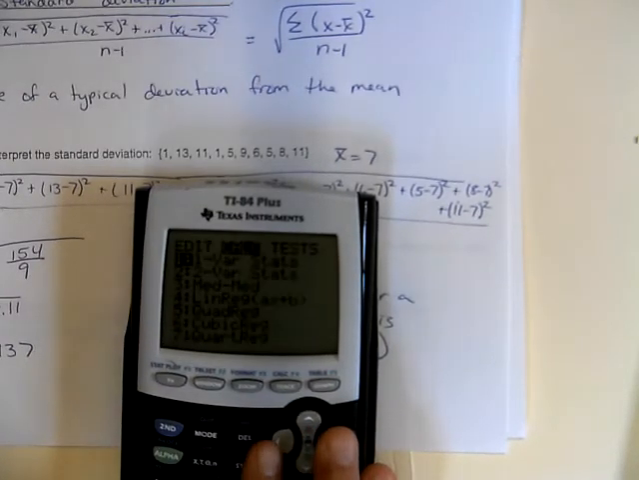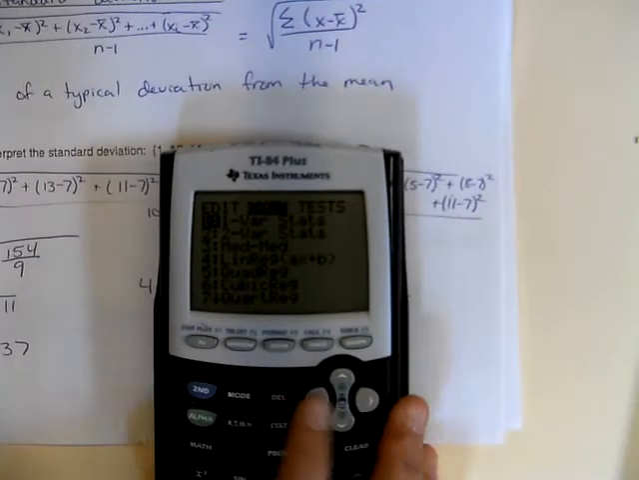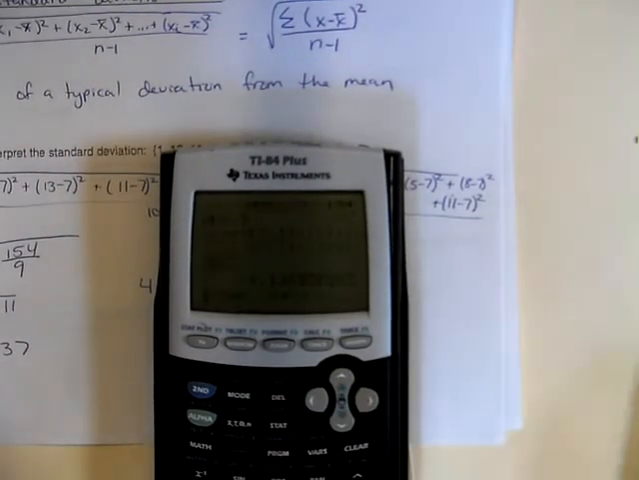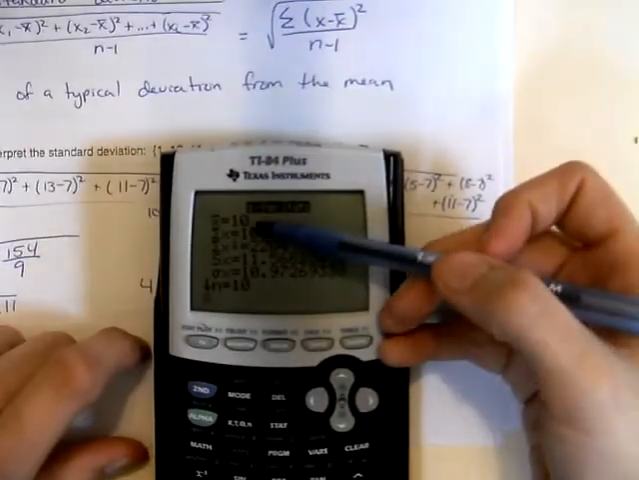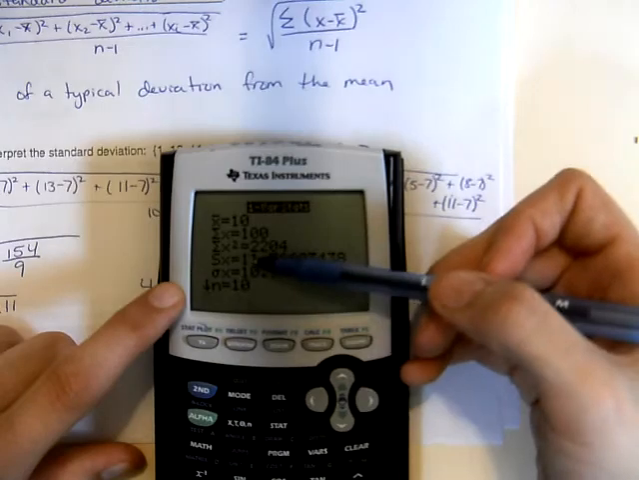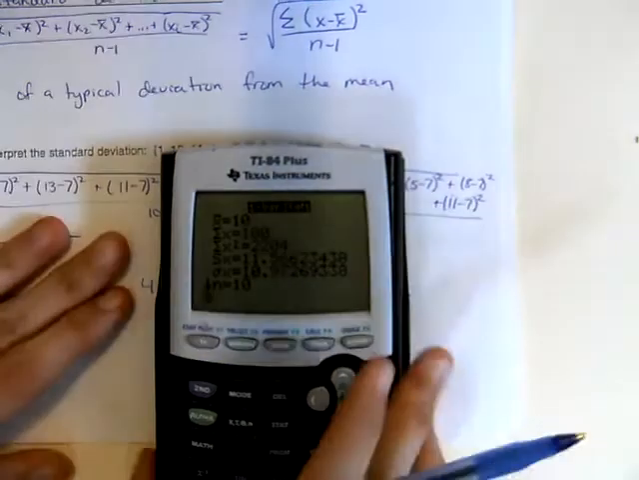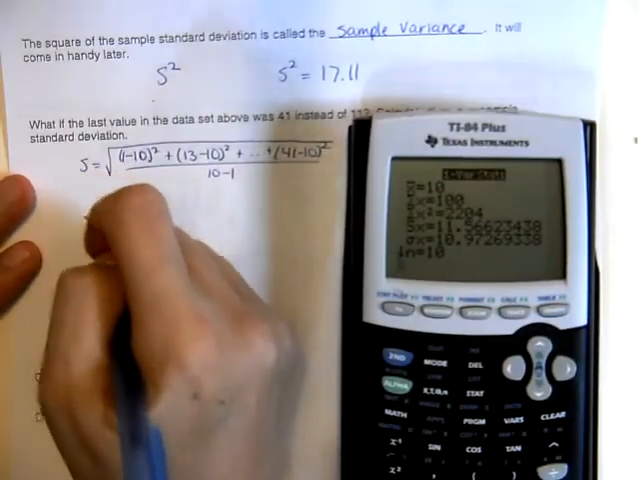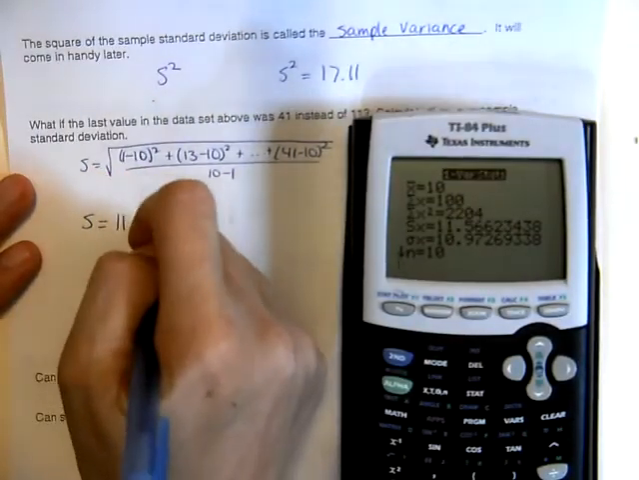So I'm going to go to my one variable stats again. So calc, one variable stats. I'm going to do list 2. And then to calculate it, here's our new mean, which I said was 10. Now here's S and sigma. We're going to use S. So again, assume it's a sample. So I would just say S equals 11.56.